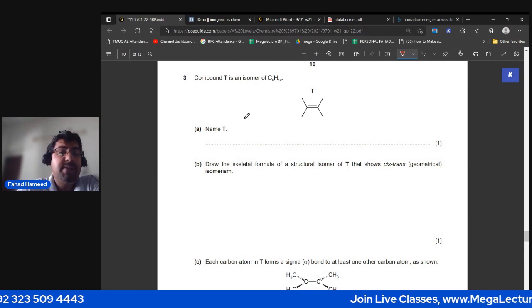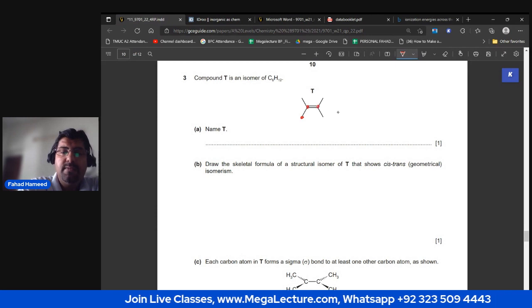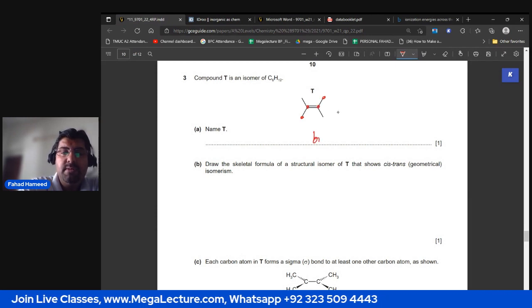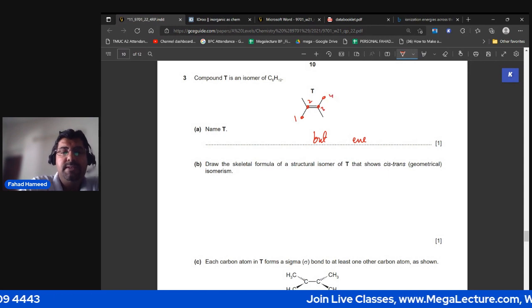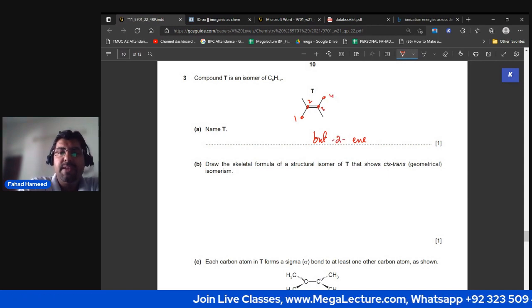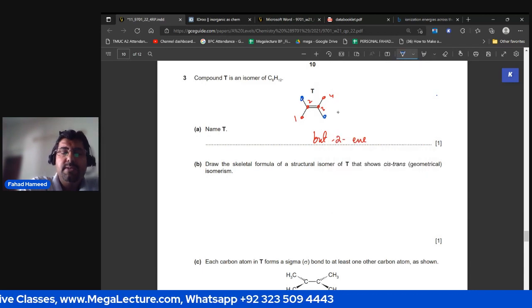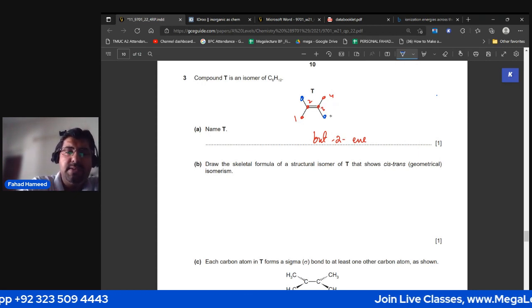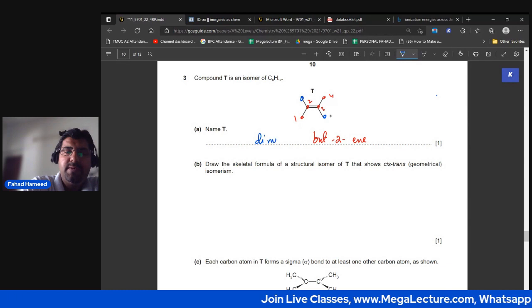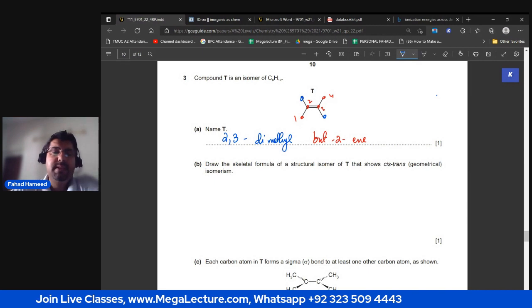We have to name compound T. So how do you name compound T? That's 1, 2, 3, 4, the longest chain. So that's but-. Ene, there's a double bond. This is carbon number 1, carbon number 2, carbon number 3, and carbon number 4. So the double bond is on the second one. So it's butene, and there are two carbon branches, this one and this one. There's one carbon atom branch over here, that's a methyl branch. There's another methyl branch. So it's a dimethyl. You've got two methyl branches, one at position number 2, the other at position number 3. So that's the name of the molecule.